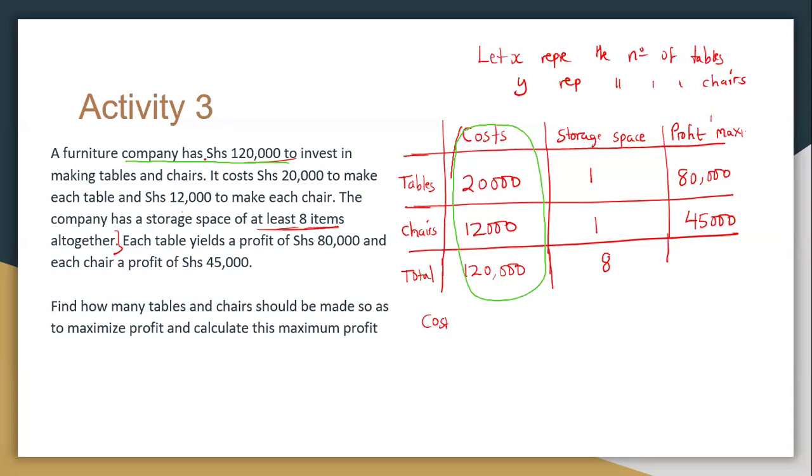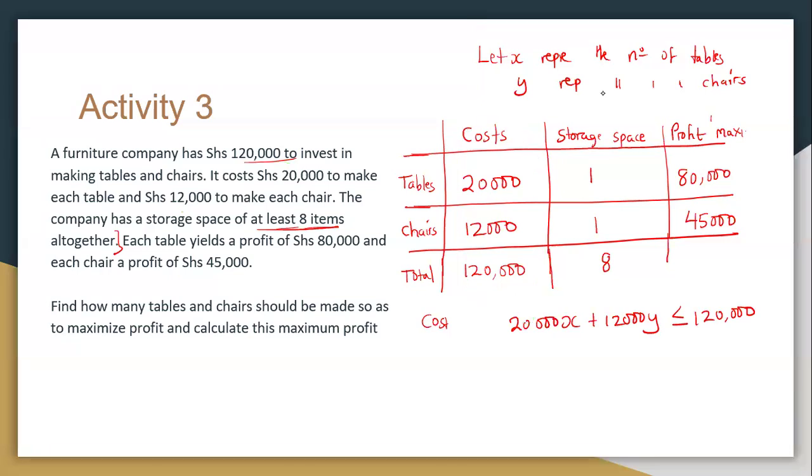So when they tell us it has that, I'm going to write the costs. I write it vertically. I will say 20,000 X plus 12,000 Y must be less than or equal to 120,000. But like I've said, at a later time, we shall be reducing them. But now I want you to just learn how to generate. Okay. So that is one.